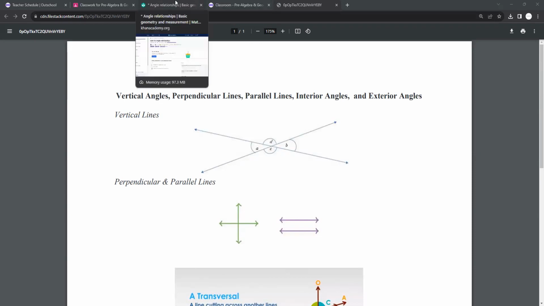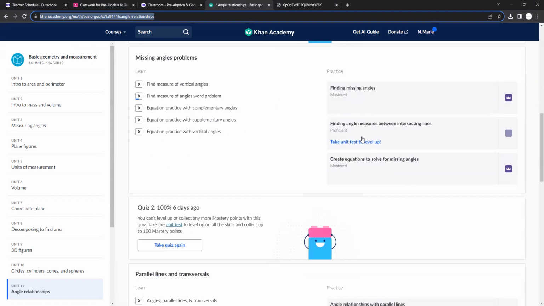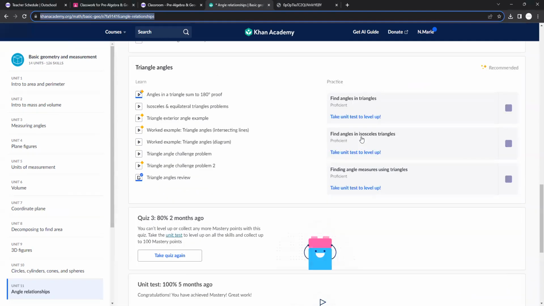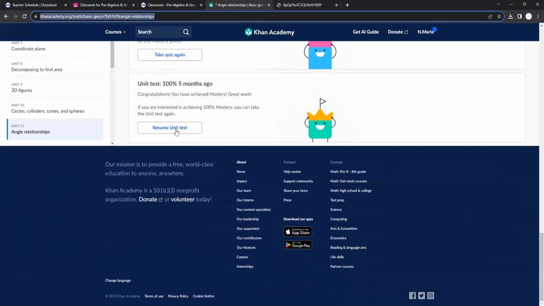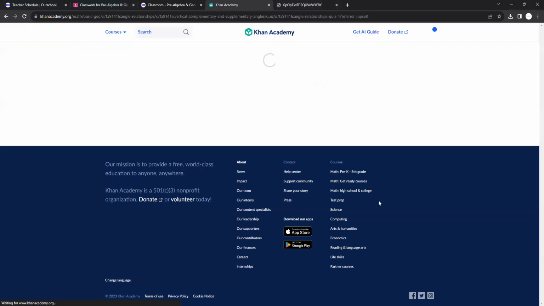So let's practice a little bit on Khan Academy. You should know all of these key terms: supplementary, complementary, vertical. Complementary is when angles make 90 degrees together. Triangles equal a total of 180. So let's go to quiz 1 for right now.